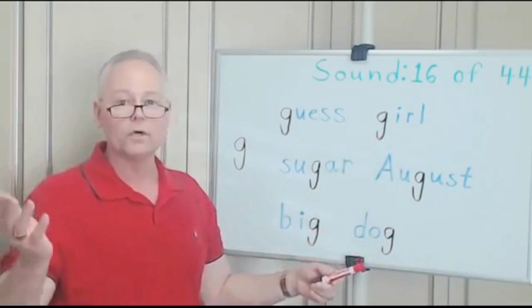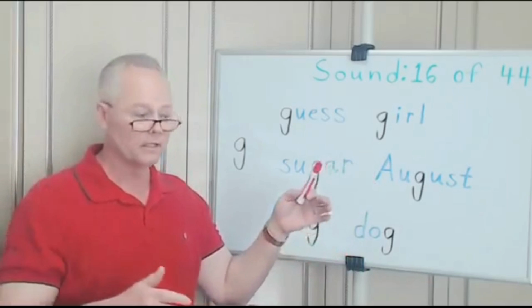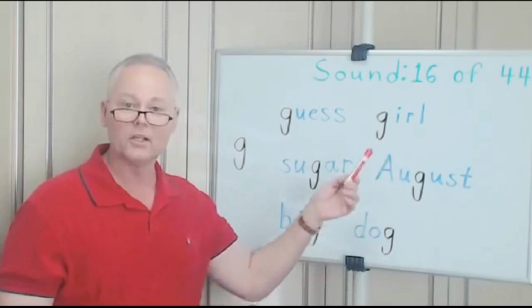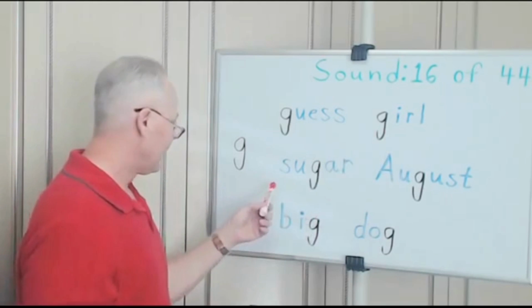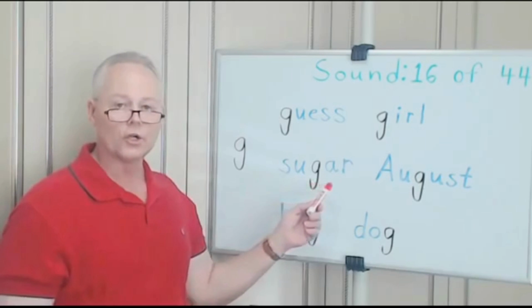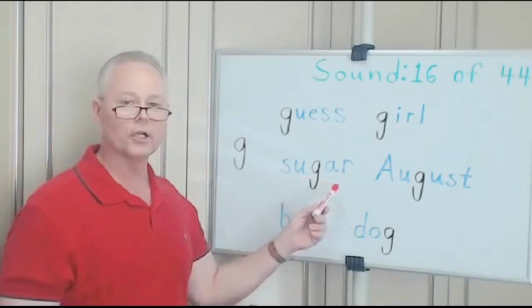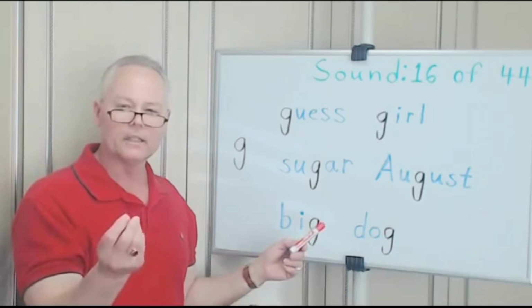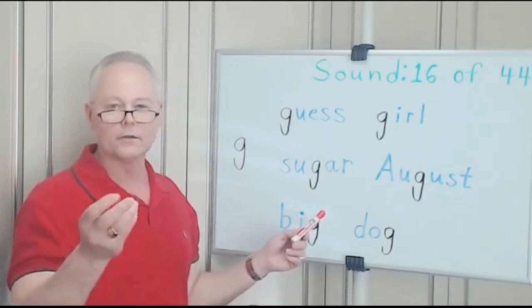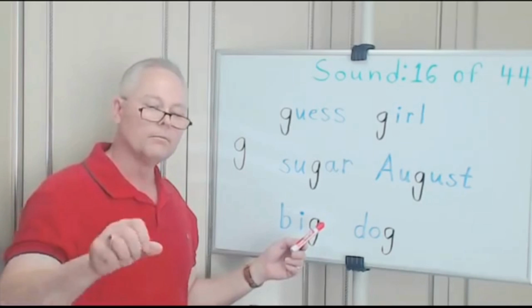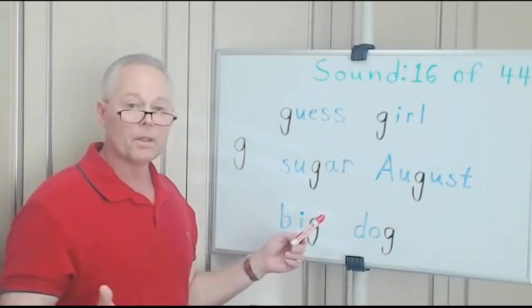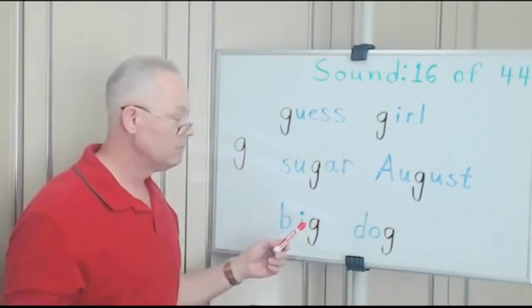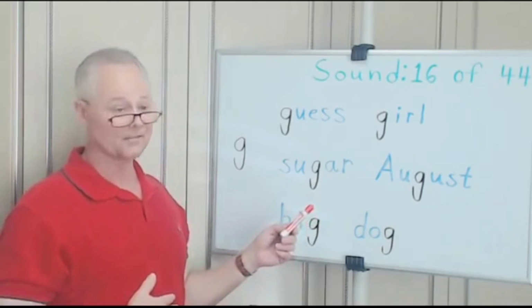Girl, we have boys, we have girls, men, women, a child, woman, girl. Okay, sugar. It's sweet. We make it granulated from sugar cane and other ways also. We pour it to make our food sweet and to make us fat.